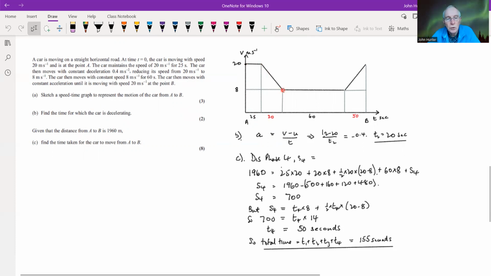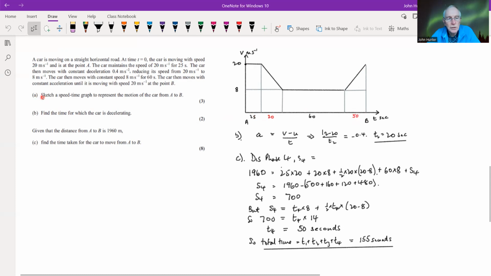Reducing its speed from 20 to 8. It's the 8. And then it moves along for 60 seconds at that velocity of 8 meters per second. And then it moves with constant acceleration, in a straight line, until it's moving with a speed of 20 meters per second at the point B. The red bits we don't really know at this stage. I've just marked those in because that's part of the solution. But when we start off, we don't know these.